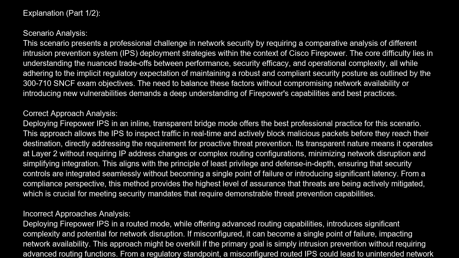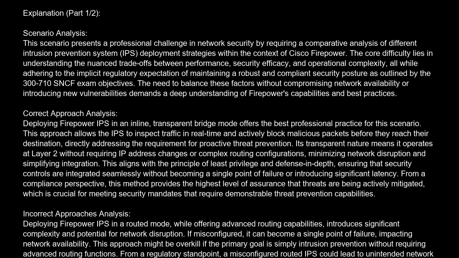Incorrect approaches analysis. Deploying Firepower IPS in a routed mode, while offering advanced routing capabilities, introduces significant complexity and potential for network disruption. If misconfigured, it can become a single point of failure, impacting network availability. This approach might be overkill if the primary goal is simply intrusion prevention without requiring advanced routing functions. From a regulatory standpoint, a misconfigured routed IPS could lead to unintended network segmentation or traffic redirection, potentially violating policies that mandate clear traffic flow and accessibility.